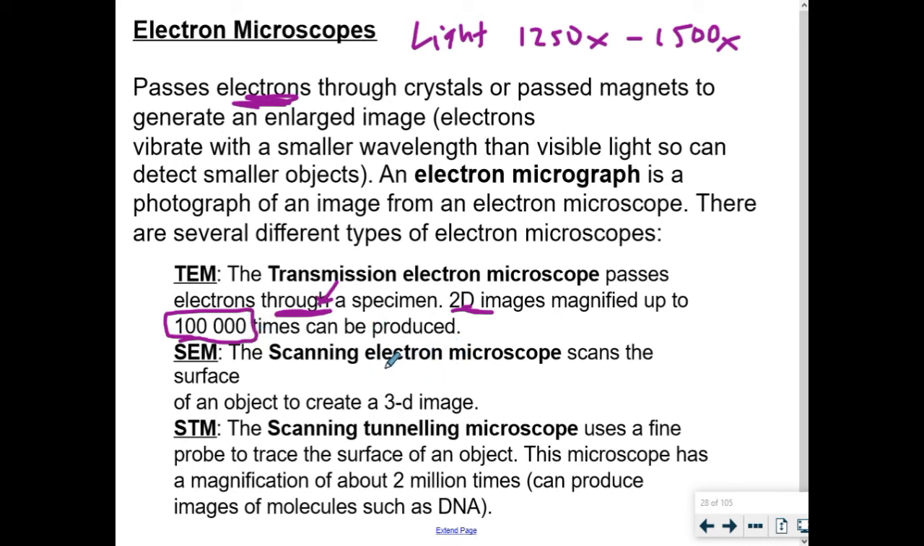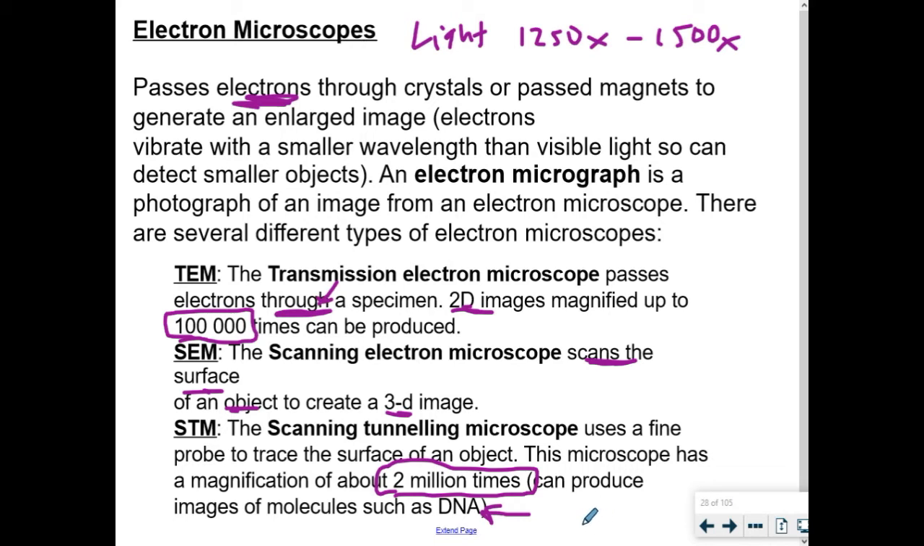Scanning electron microscopes. Now, I wish I knew more about these two things. I'm not a biologist. I'm a physicist. But there's two different types of scanning electron microscopes. Basically what they do is they scan the surface of an object and they make a 3D image. And there's two different types. I don't know really why they're that much different from each other. But what I do know is the scanning tunneling microscope can get up to about 2 million times zoom. So much so that we can actually see DNA, which we're going to talk about more over the next couple of classes as to why that's so relevant.